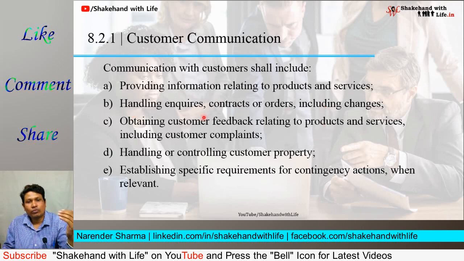This includes the inquiries from the customers, contracts or orders given by the customer, and if there are some changes given by the customer, then that must be included in the contract or order given by the customer. C says obtaining customer feedback relating to products and services including customer complaints. The organization also considers the customer feedback regarding its products and services, and if there are some previous complaints, the organization also considers these complaints. D says handling or controlling customer property. If some design specifications or such type of property are given by the customer, that must be handled properly by the organization or controlled in a proper way.